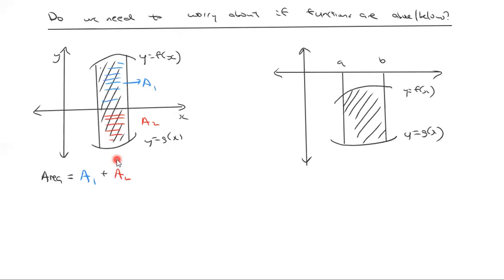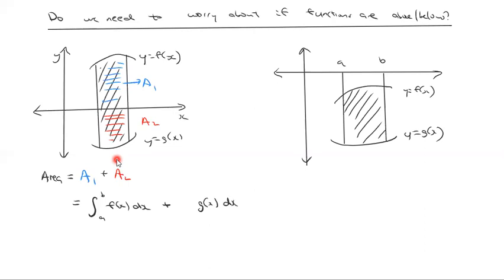All right, so let's work these out separately. Area 1 is what? Well, the integral from a to b of f of x dx. It's not fx, but it's the integral from a to b of f of x dx. All right, so that's area 1. That's easy enough. What is area 2? The same, but with gx. Exactly the same?